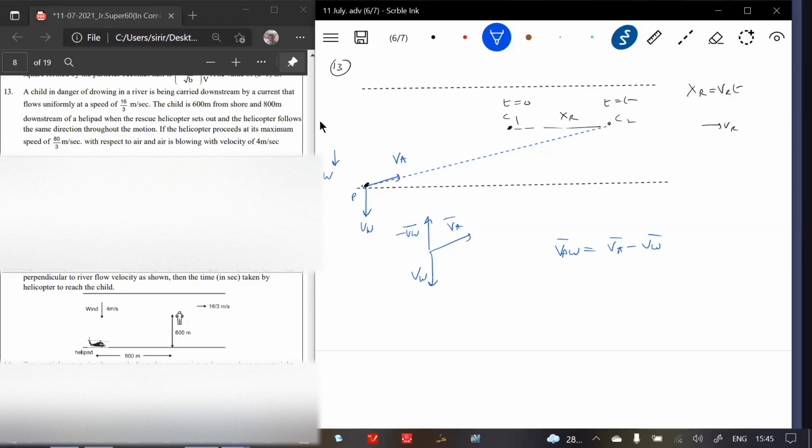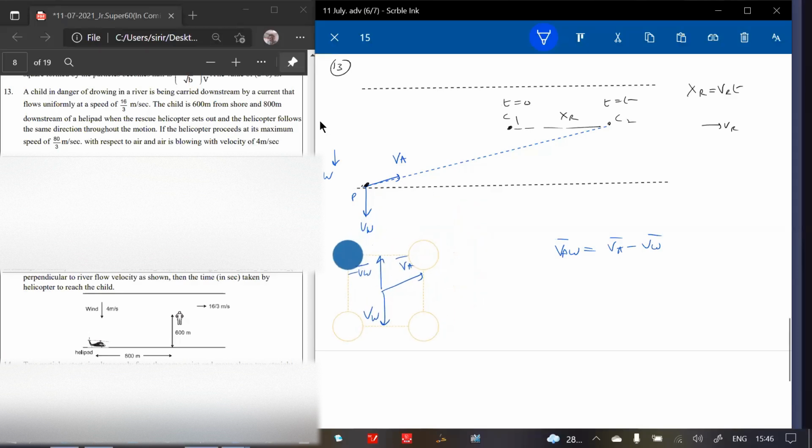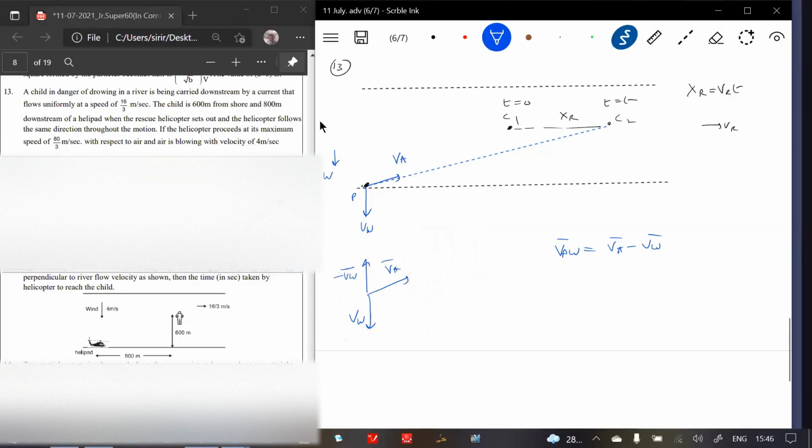Minus VW. That you shift it, so somewhere here. So it has to move somewhere. VAW bar has to be in this direction. First you have clarity with this, it will be useful for you now. So this is VA bar, and VA bar minus VW bar.